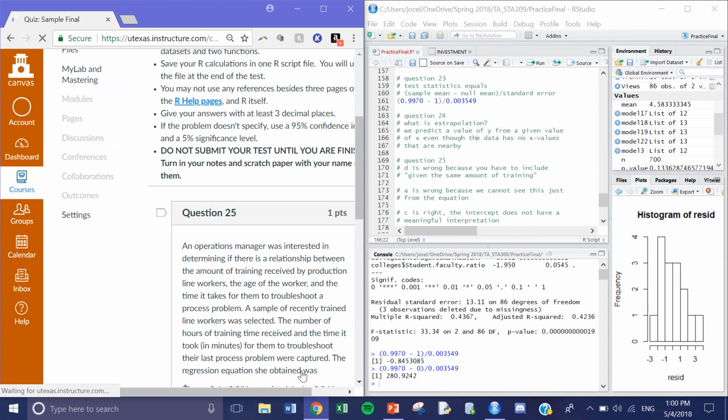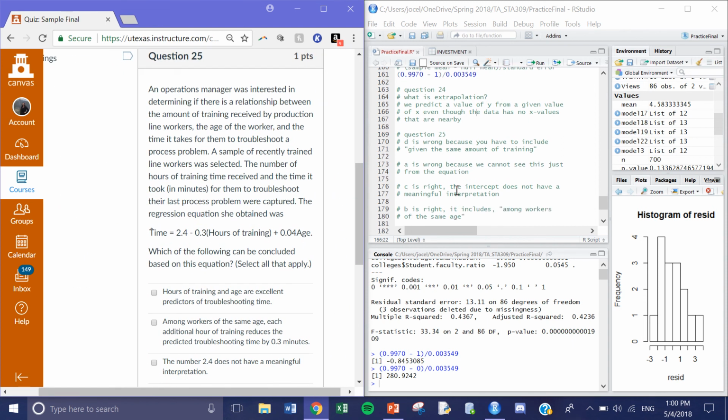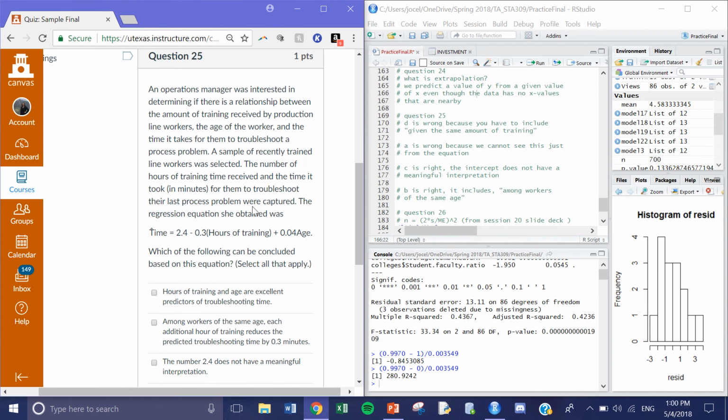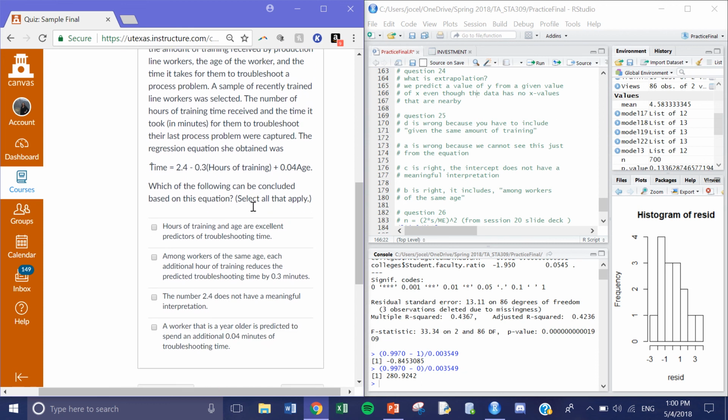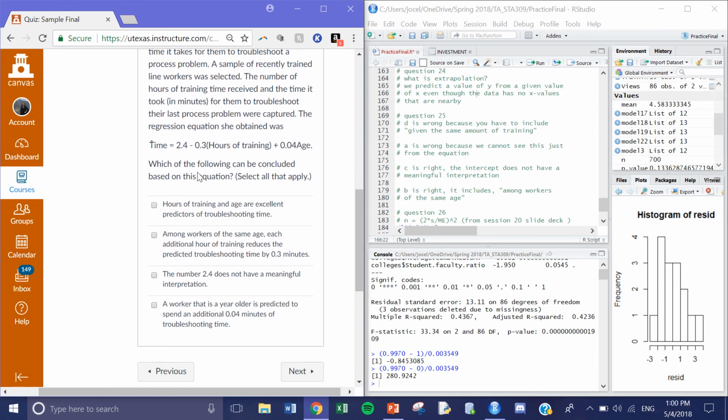Question number 25. An operations manager was interested in determining if there's a relationship between the amount of training received by production line workers, the age of the worker, and the time it takes for them to troubleshoot a process problem. The number of hours in training received and the time it took for them to troubleshoot their last process problem were captured. The regression equation she obtained was blank. So, which of the following can be concluded based on this equation? So let's take this one step at a time.